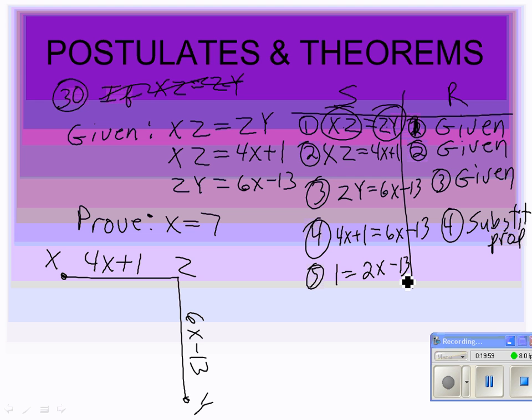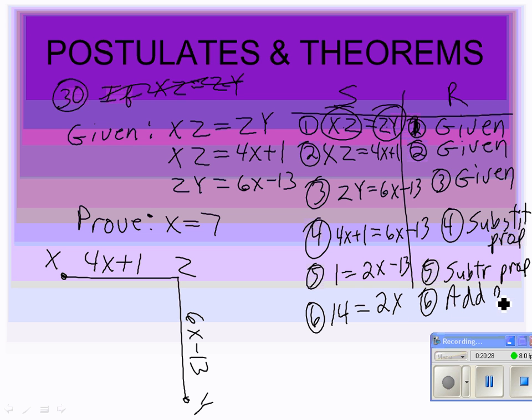How come 2x? We subtracted 4x on both sides, right? What told us we were allowed to do that? What property? Subtraction property. Now what? Add 13 to both sides, what does that give? 14 equals 2x. How do we know that? Addition property. It's got to be addition property. And then you get 7.